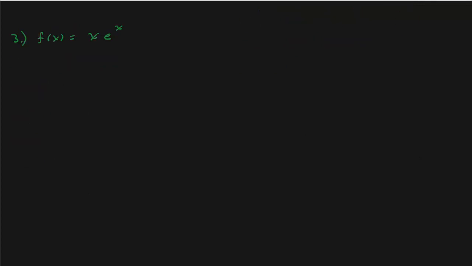All right, so let's see what we've got here. We've got f of x is equal to x times e to the x, and we want to graph this. So we want to find, once again, domain, intercepts, symmetry, asymptotes. We want to know where is it increasing, decreasing, local max min, concavity, points of inflection. So let's go ahead and get started.